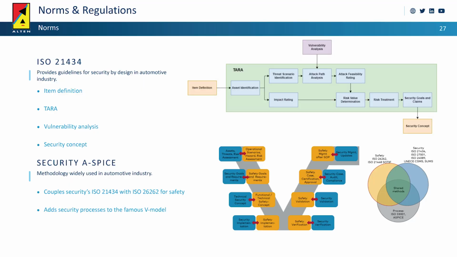The Security A-Spice is a version of A-Spice that couples security's ISO 21434 with the previously established process that encompassed the safety's ISO 26262.